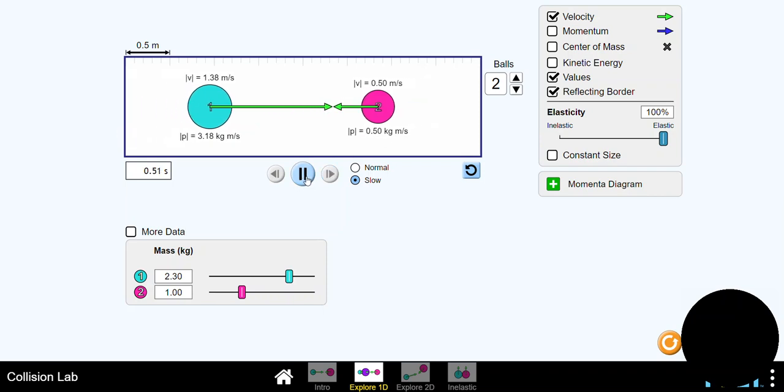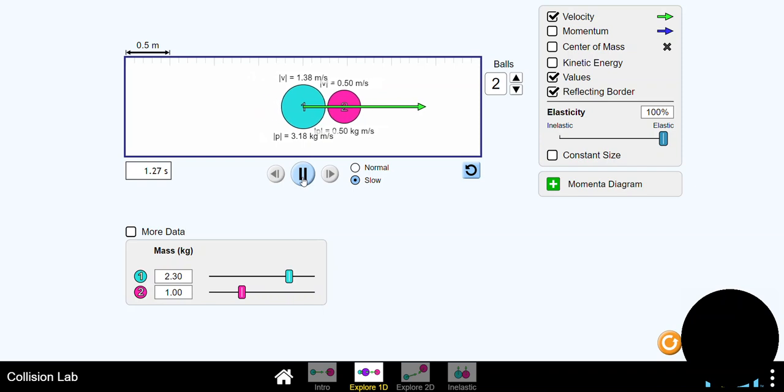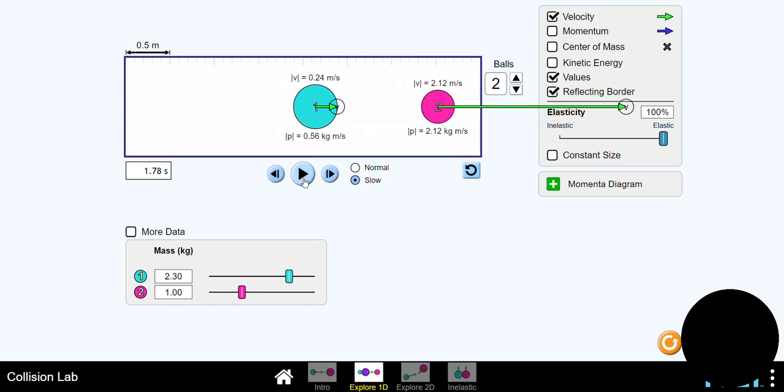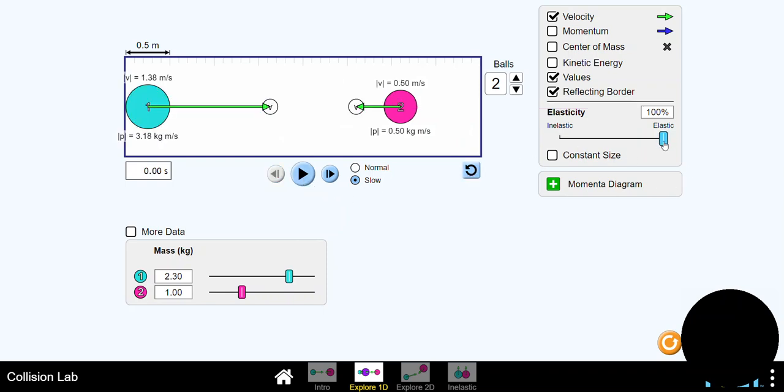We have the collision now, and then we have new values of velocity and linear momentum for the two bodies. And look at how, due to the change in mass that we made, the direction of motion of body 1 has changed with respect to the previous example, right? Well, you can now reset this and move to an inelastic collision, a completely inelastic collision.